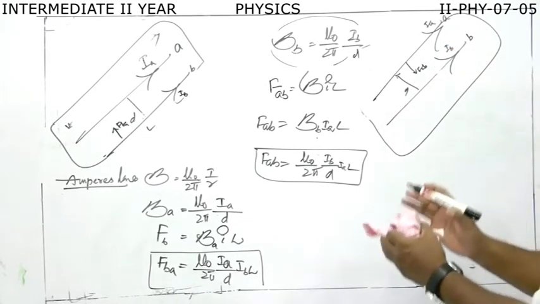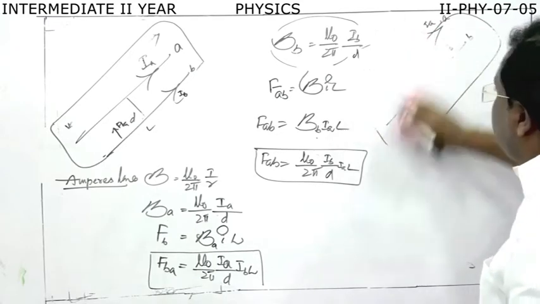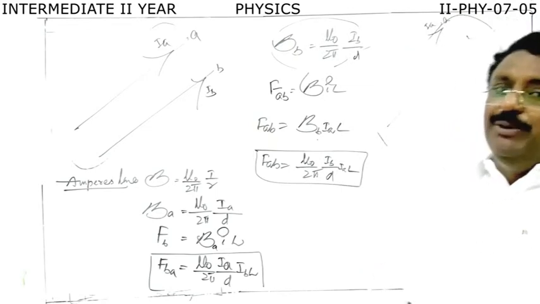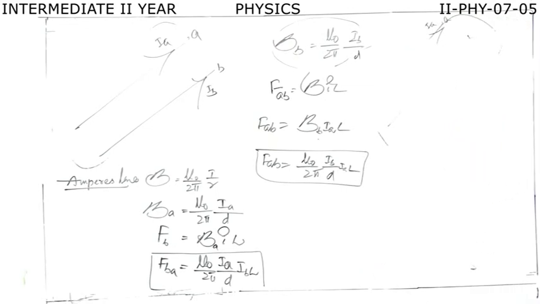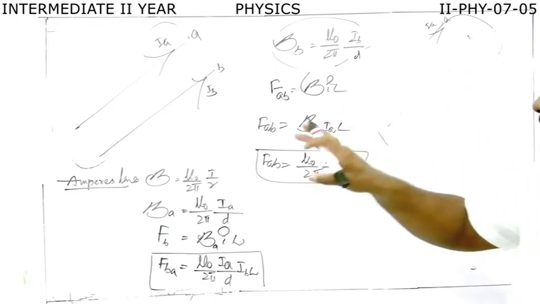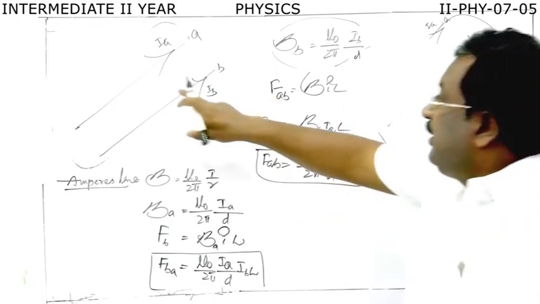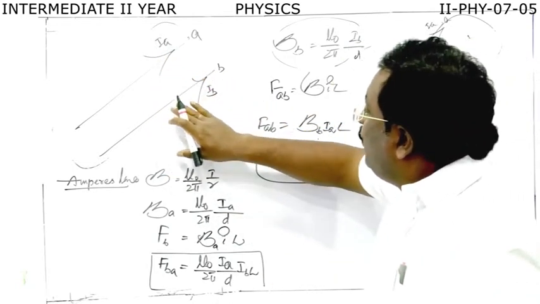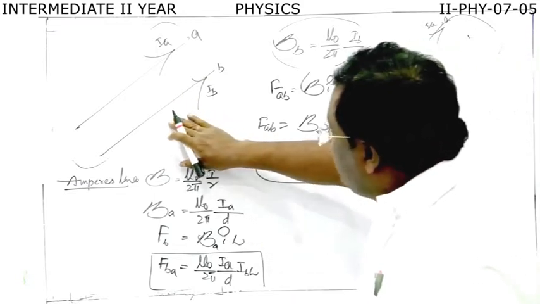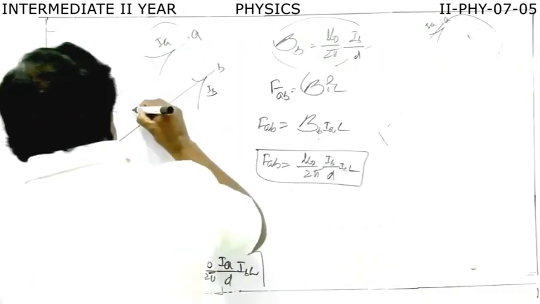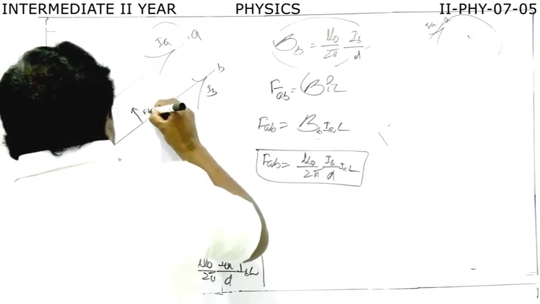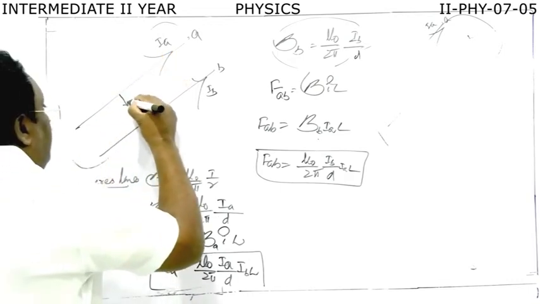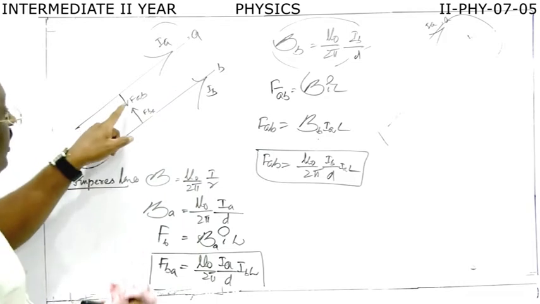And if you keep these two current carrying conductors nearby, side by side, parallel to each other, what happens? Every conductor influences the other conductor. Every conductor experiences some force from the other. Here A exerts some force on B, so B is also exerting some force on A. This is FBA, the force on B due to A. This is FAB, the force on A due to B.